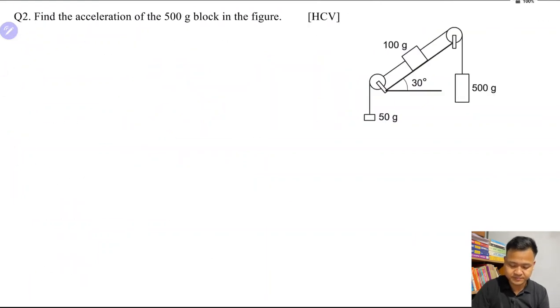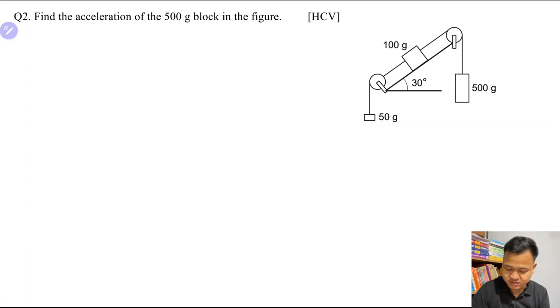Moving on, I have another question from HCV. There are blocks of 50 gram, 100 gram and 500 gram. The blocks are connected by a string. So same string, I have one same string here. That means I have two different strings.